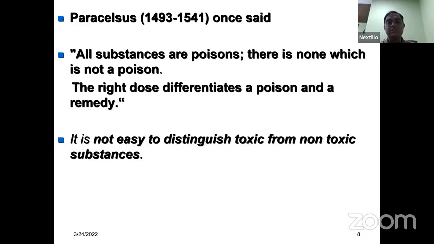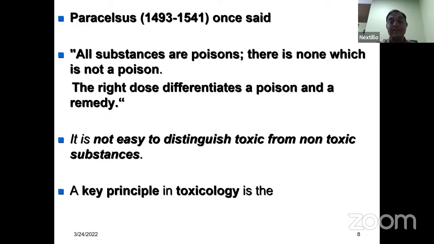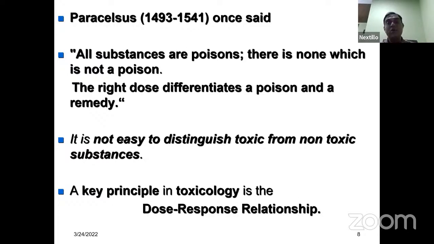So it is not easy to distinguish a toxic from a non-toxic substance, but the key principle in toxicology, remember friends, is the dose-response relationship. For example, if you are taking paracetamol tablets, 2 tablets or 4 tablets in a day, and you increase the dose of paracetamol, which is an over-the-counter medication, it will also turn out to be toxic once you cross the therapeutic dose. So that's why the key principle in toxicology is the dose-response relationship.